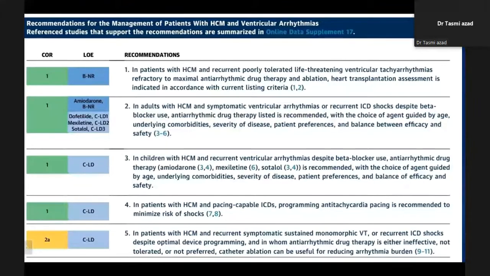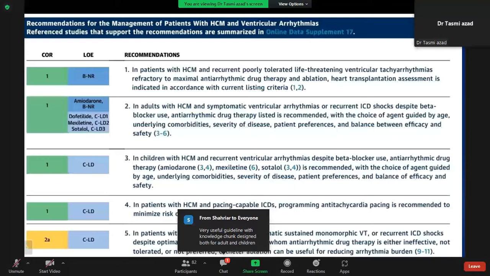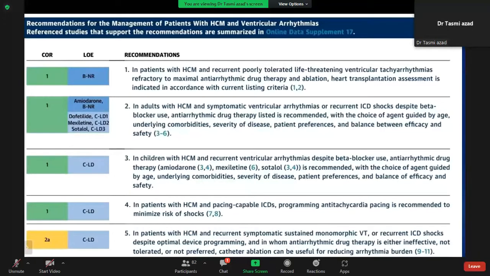That is, if we already give all maximum antiarrhythmic drugs, but still the patient has life-threatening ventricular tachyarrhythmia, and also ablation is done, but still the patient comes to us with ventricular tachycardia or ventricular fibrillation, then the patient should be put on the waiting list for heart transplantation. Okay, this is a class 1 indication.